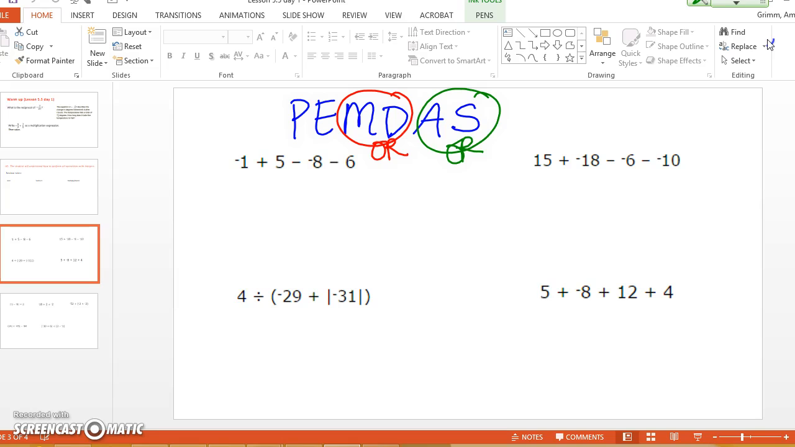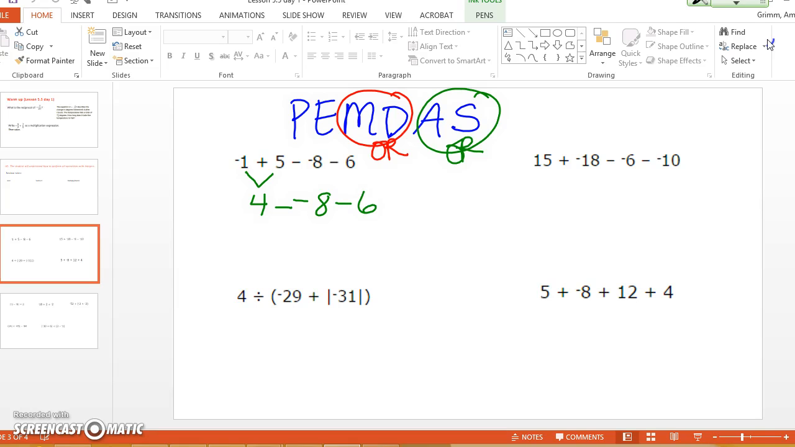So let's look at this first one, and we have to take it step by step. P stands for parentheses. There are no parentheses there. E stands for exponents. There's no exponents there. Then we've got multiply, divide. There's no multiply or divide. So the last thing is add and subtract, and it's add or subtract. So we're just going to start at the beginning. What is negative 1 plus 5? Positive 4. Positive 4, minus negative 8, minus 6.